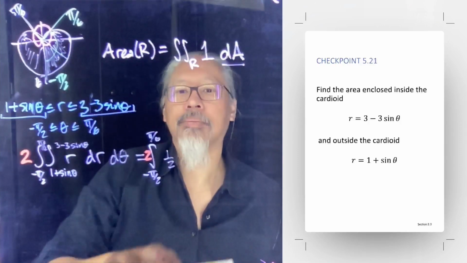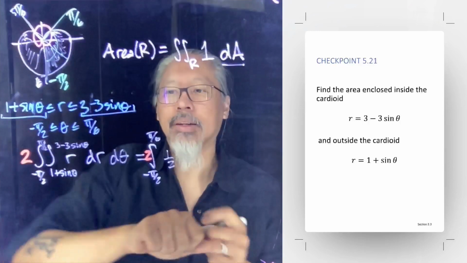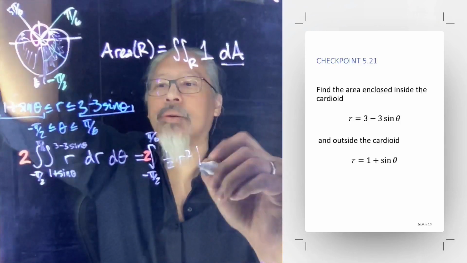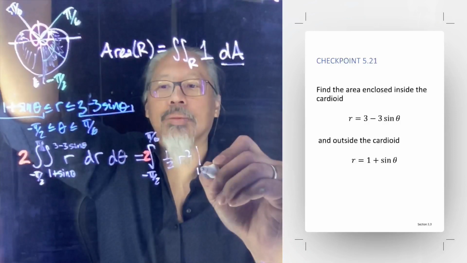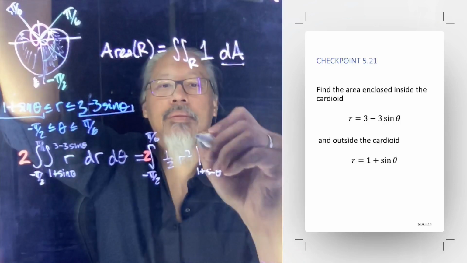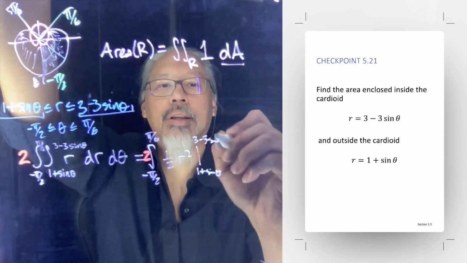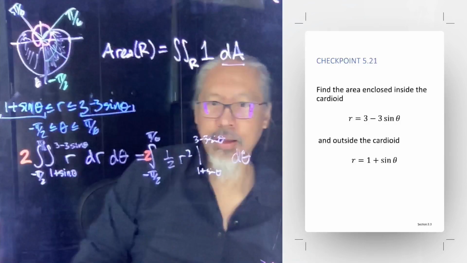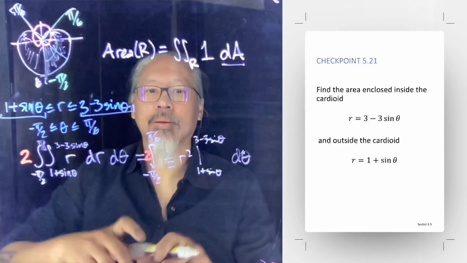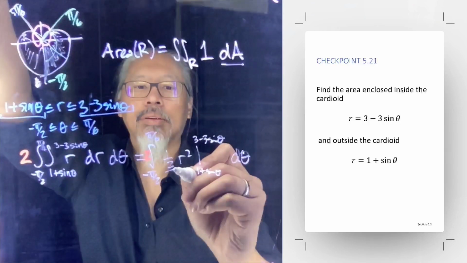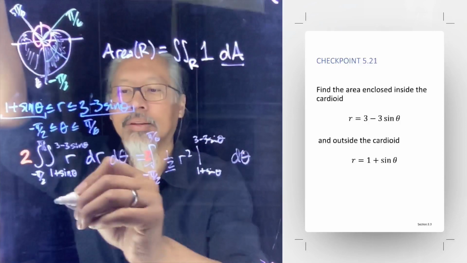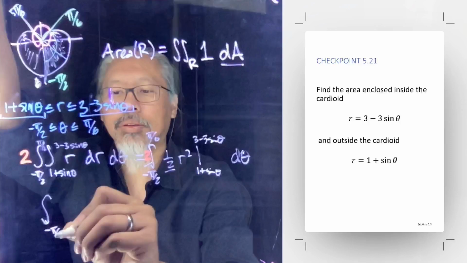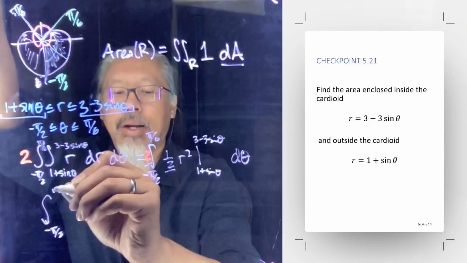since we're doubling it. Now the integral of r is 1/2 r squared, and then we're going to evaluate this r from these functions: 1 plus sine theta, 3 minus 3 sine theta. And then after we evaluate that, we'll put in theta. So what will we have? The 2 and the 1/2 will cancel, and then we will be left with the integral from minus pi over 2 to pi over 6.